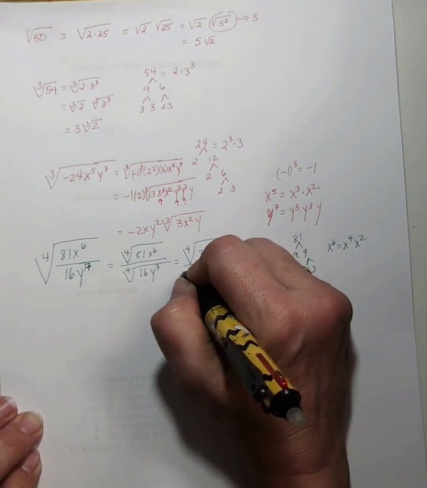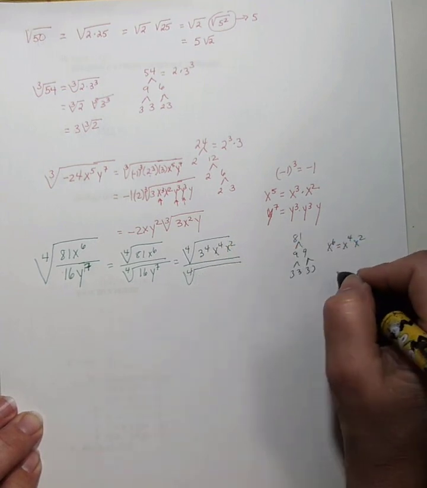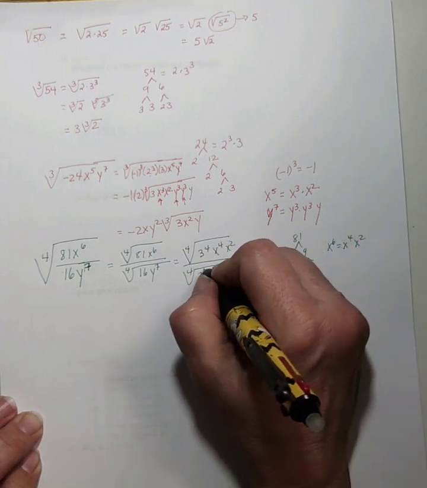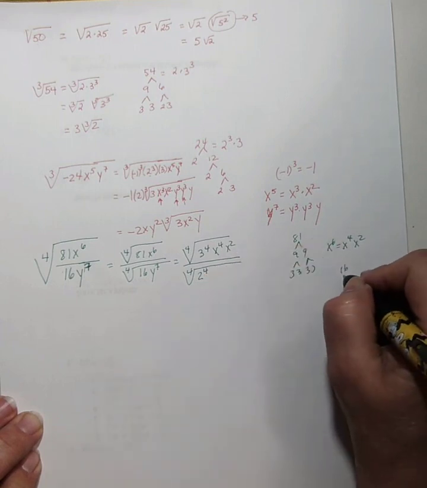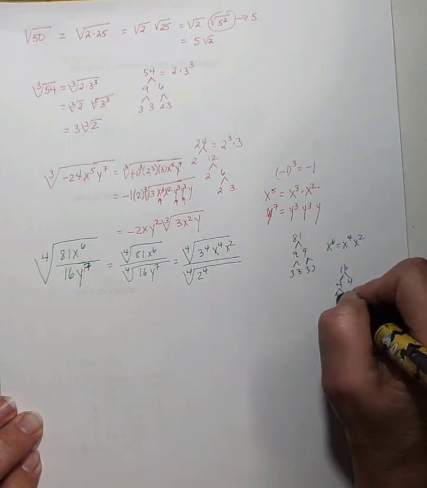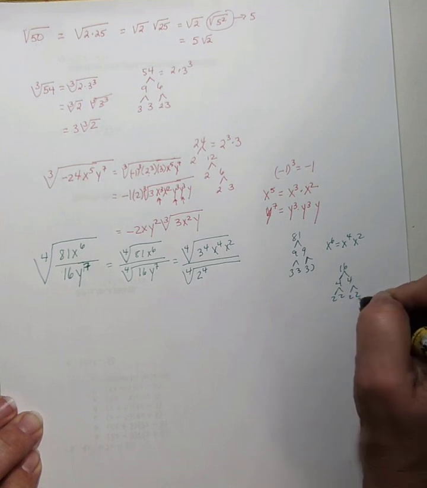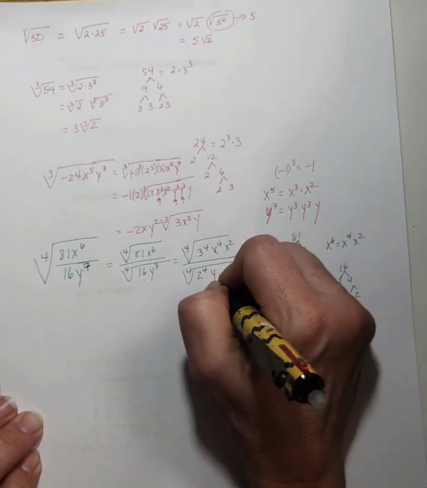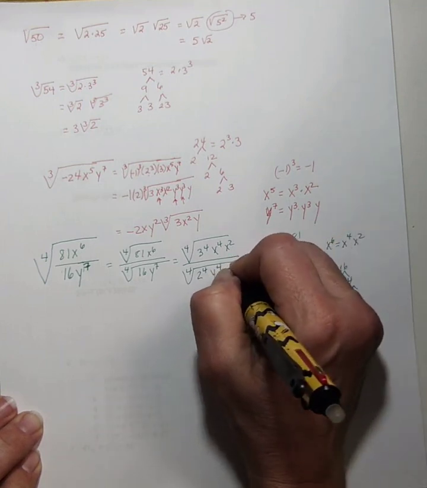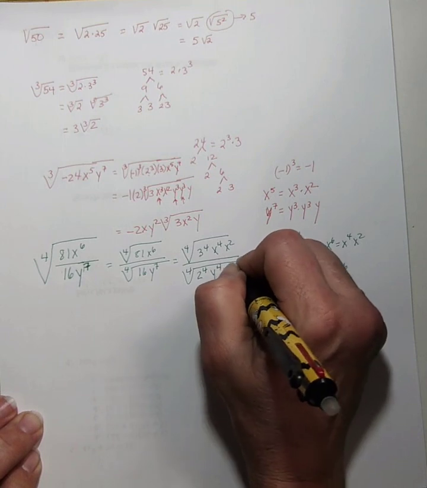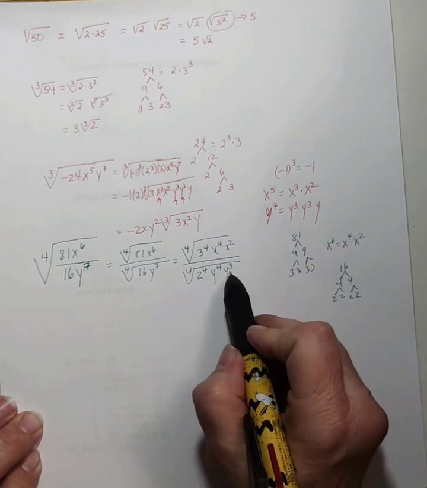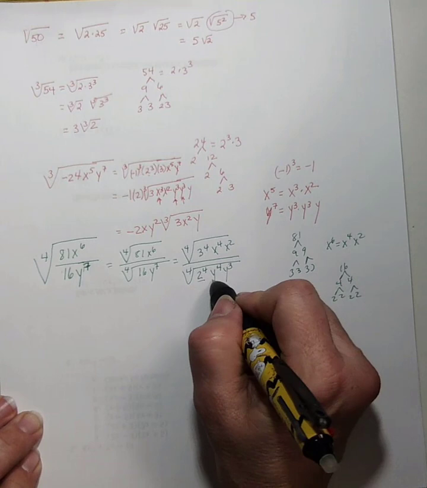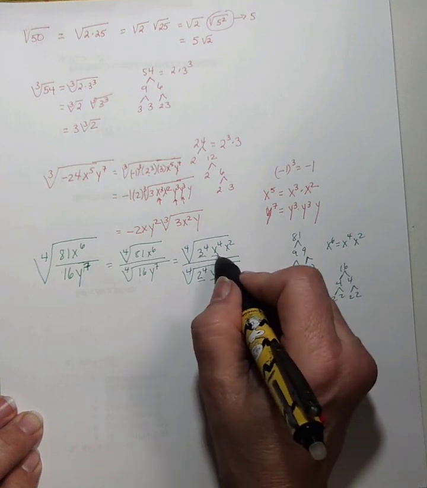On the bottom, I have 16. And I know 16 is 2 to the 4th, because I know it's 4 times 4. And I'd have my 2 to the 4th. Then y to the 7th, I'm going to break it up. I have y to the 4th, and I'd have left over y cubed. This can come out, this can come out, this can come out, and that.